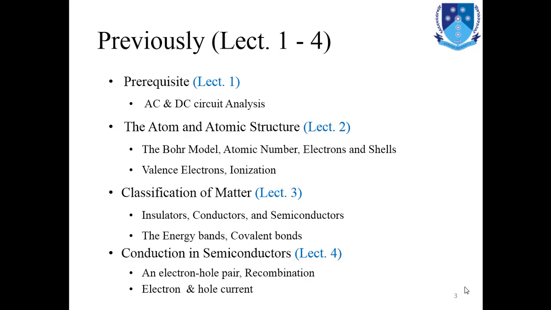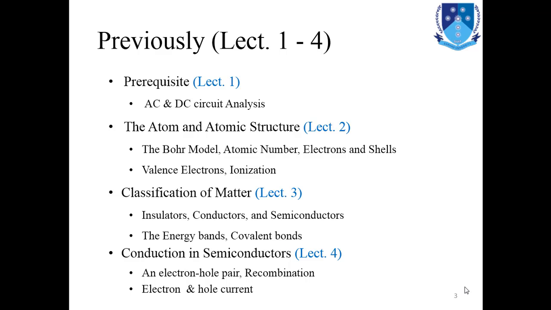Then in lecture number 2, we started our textbook chapter number 1. The title of chapter number 1 was Semiconductor Basics. In this chapter, or in lecture number 2, we discussed the atom and the structure of an atom. Similarly, we also discussed the Bohr model for an atom, the atomic number of an atom, the electrons and shells in any atom, the valence shell and valence electron, and finally the ionization process.